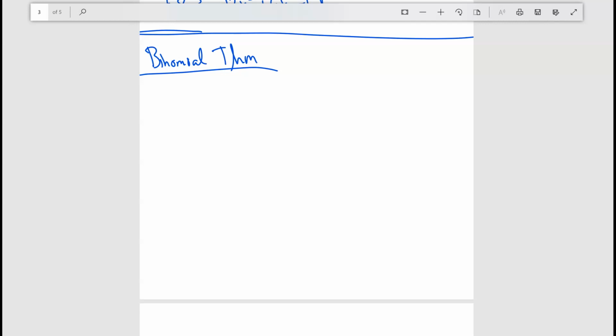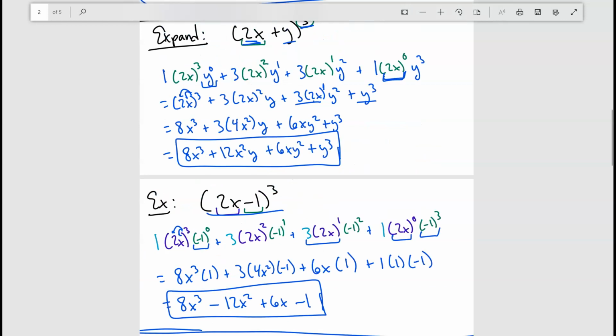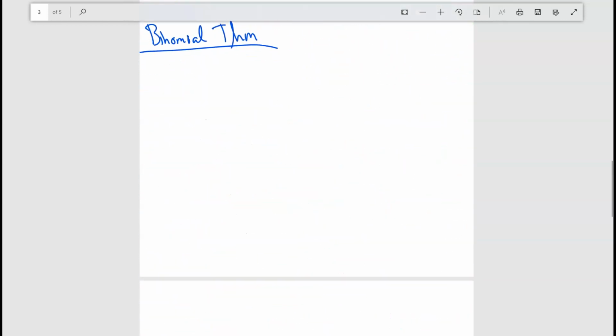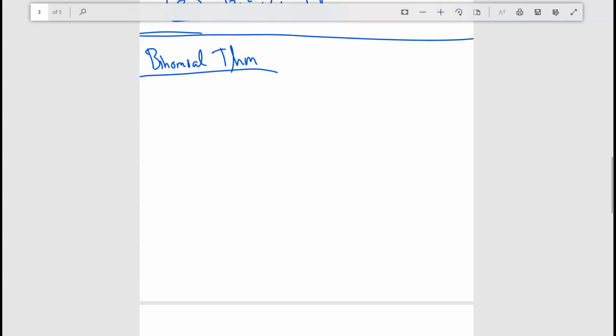So in the previous video, we saw how to expand different binomials using Pascal's triangle. Here is an alternative method. But before we get to the binomial theorem, let me just first introduce the binomial coefficient. And for those that are going to take statistics, it's going to be useful because you do a little bit of this.